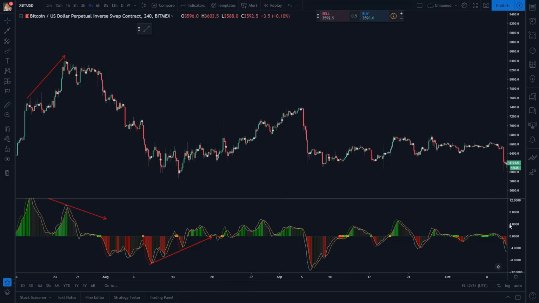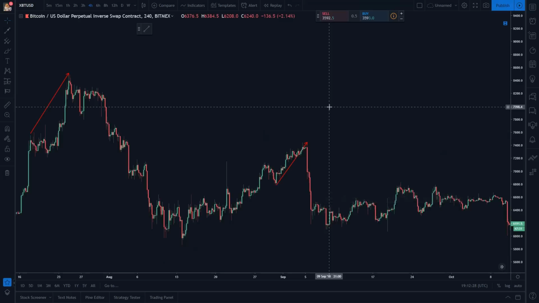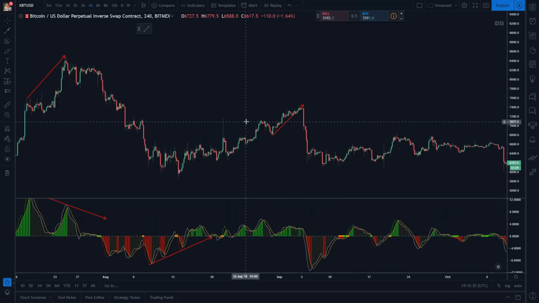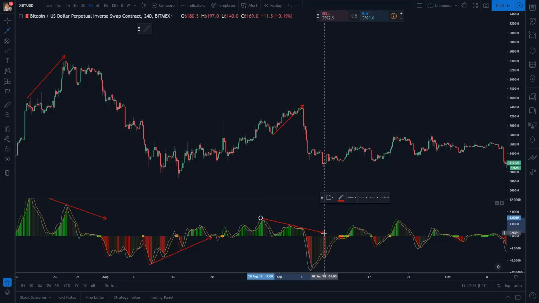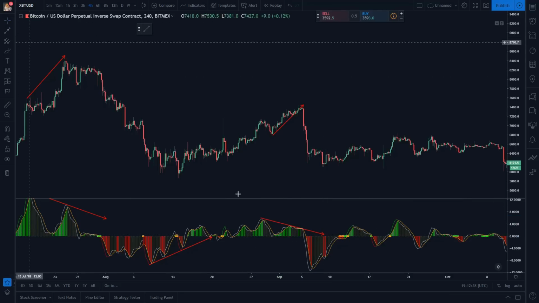And then here again, price was moving up. However, on this leg up, if we look at the indicator here, we had a lower high on the indicator. So this is bearish divergence.